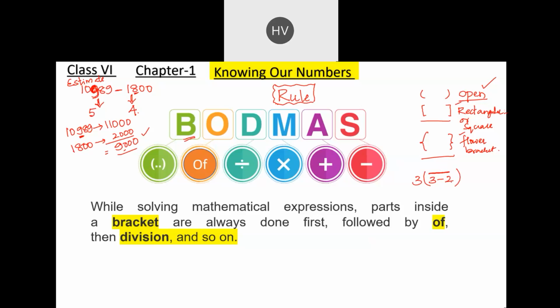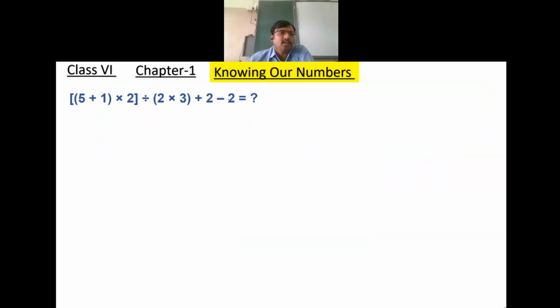3 minus 2 is 1. So 1 is multiplied with 3. The result is 3. Now look at this question. I have a question for you all. You have to solve it in rough and tell me the answer. I'll give you some time. Please solve it.